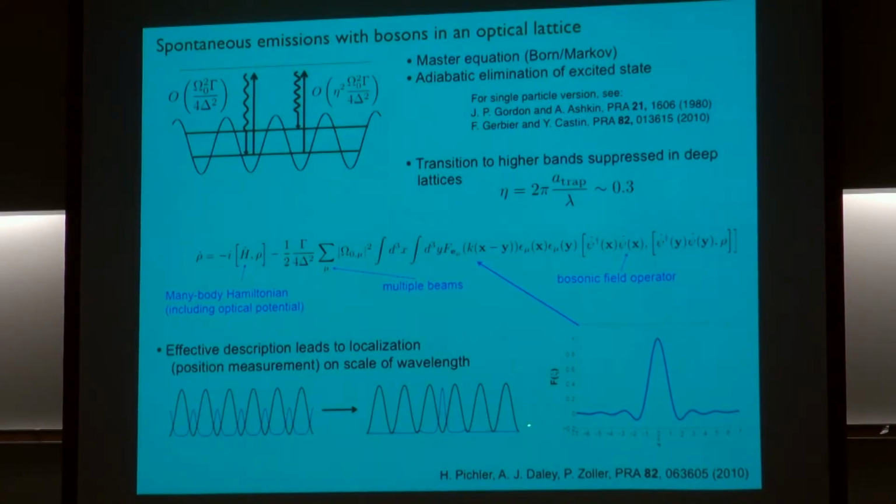So what happens is that the atom is localized by the scattering of the photons. Now, whether you use blue detuned or red detuned light, this localization effect will always occur. The difference between blue detuned and red detuned light is only the relative rates of these processes where the particles stay in the lowest band or go to a higher band.